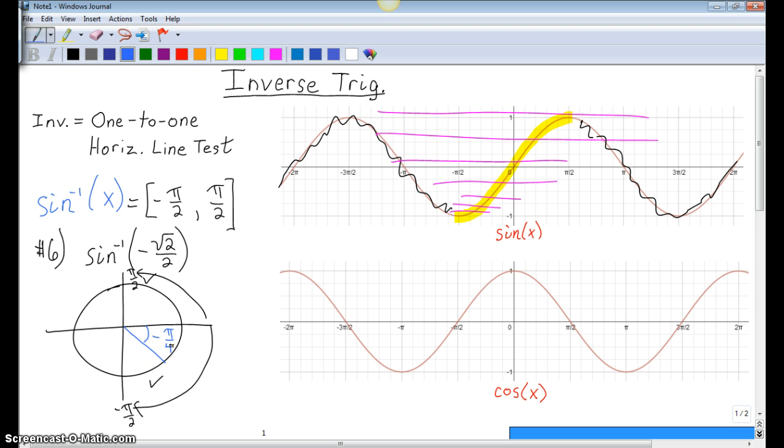Had we been asked sine inverse of positive square root 2 over 2, then our answer has to be between 0 and pi over 2, because that's the only quadrant, of those two, that's signed positive. But because our sine inverse is being asked as a negative number, we need to narrow it down to 0 to negative pi over 2. And the only angle in that quadrant that's negative square root 2 over 2 is negative pi over 4. So our answer then becomes negative pi over 4.